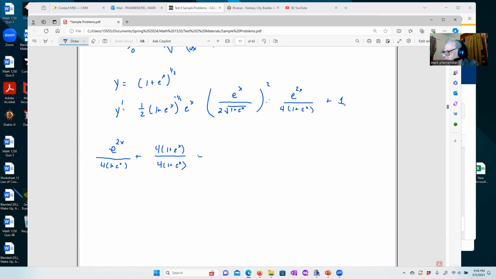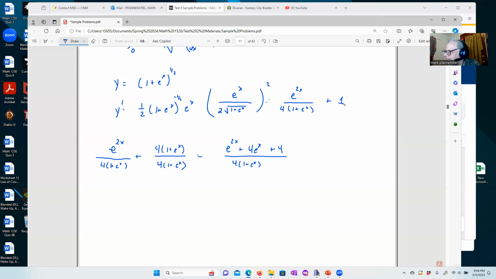So I'm going to say this is equal to e to the 2x plus 4 e to the x plus 4, and this is all divided by 4 times 1 plus e to the x.